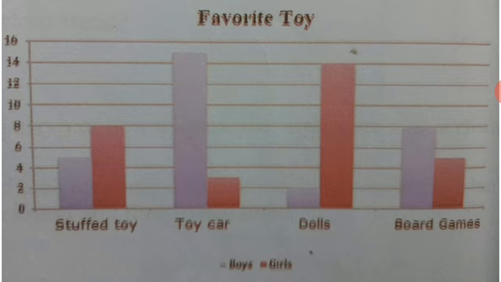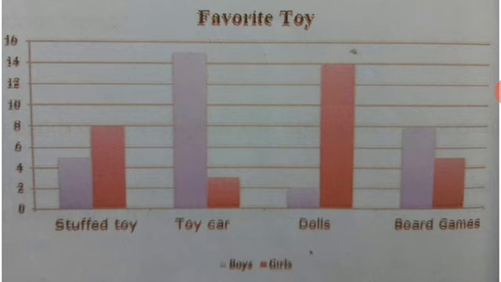How many girls like toy cars? So look at this. Probably there are 3 girls who like toy cars. Next question, how many girls like board games? So look at this one, board games. In the middle of 4 and 6, that must be 5 girls.